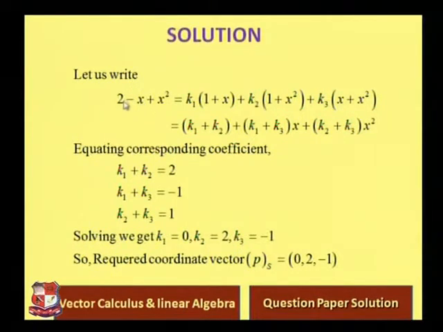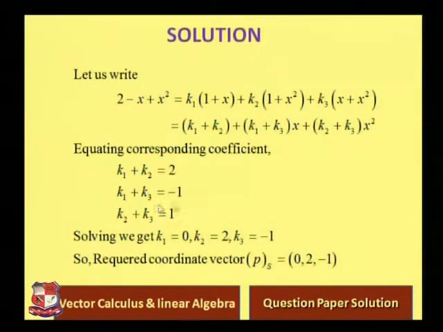Now the x coefficient is -1, so similarly here the x coefficient is k1 plus k3, so k1 plus k3 equal to -1. And here the x square coefficient is k2 plus k3, and the x square coefficient is 1, so this equals 1. Now solving these equations, we can directly apply the simple method: k1 equal to 2 minus k2, substitute in any one, and then similarly find the solution k1, k2, k3.